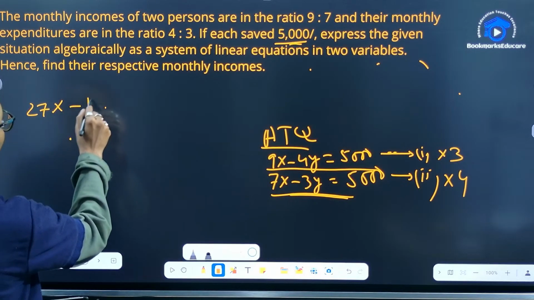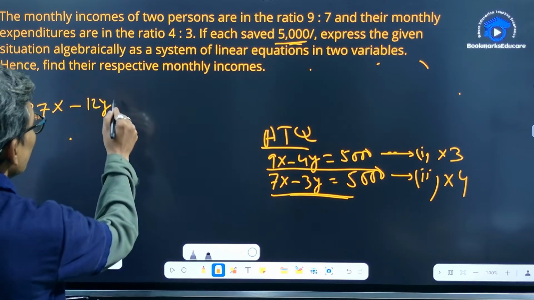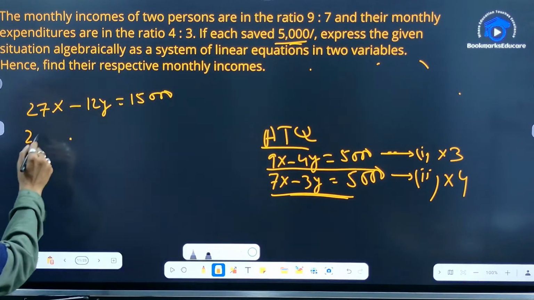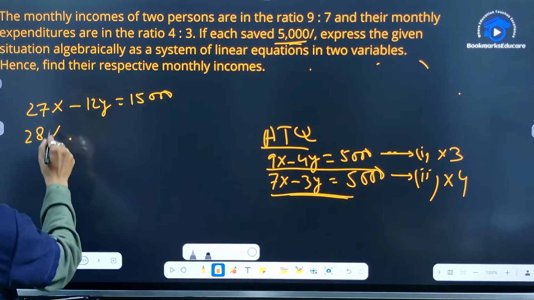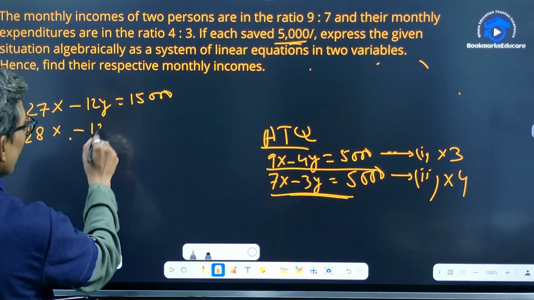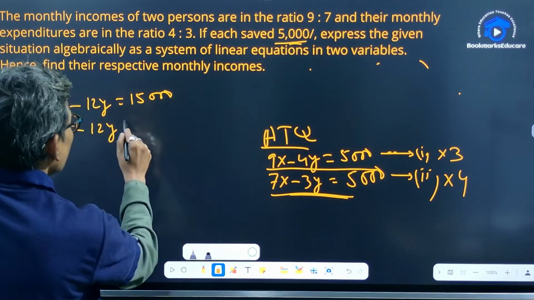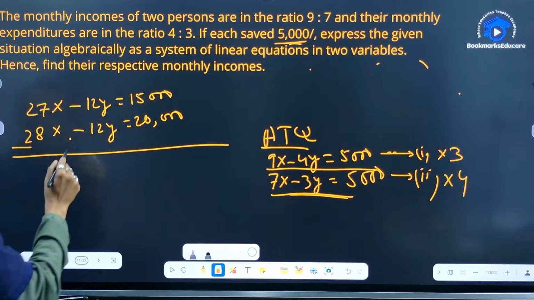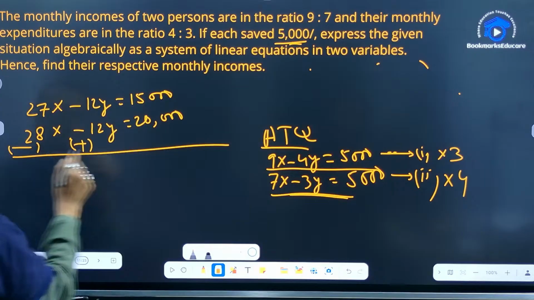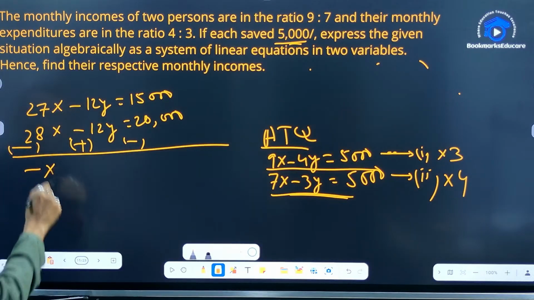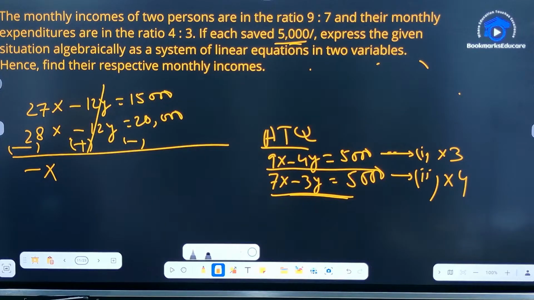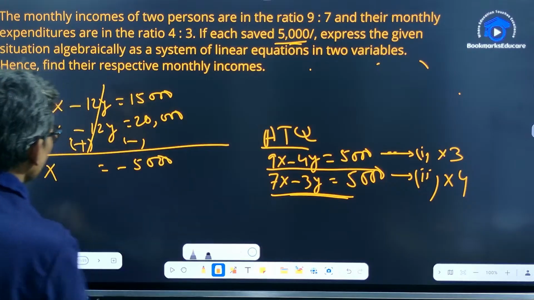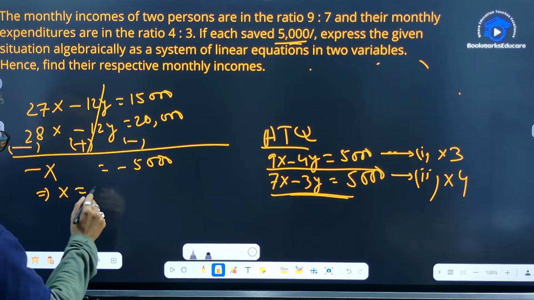So 27x minus 12y is equal to 15000 and 28x minus 12y is equal to 20,000. So subtracting, माइनस x हो जाएगा, y तो एलिमिनेट हो जाएगा और माइनस 5000. So x is equal to 5000.